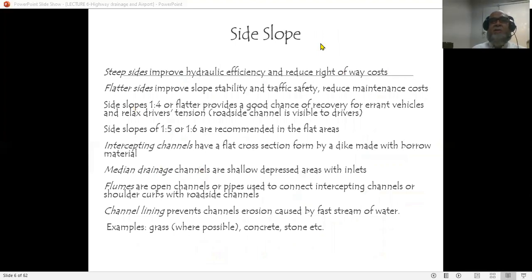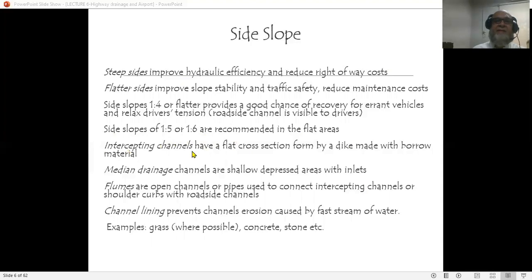Now let's look at side slopes. Steep side slopes improve hydraulic efficiency and reduce construction cost. Flatter side slopes improve stability and traffic safety, and reduce maintenance cost. If you provide slopes of 1 to 4, there is a good chance of recovery for errant vehicles and the driver's attention. The roadside channel is visible to the driver. Side slopes of 1:5 or 1:6, I mean 1 vertical and 5 horizontal, are recommended in flat areas.